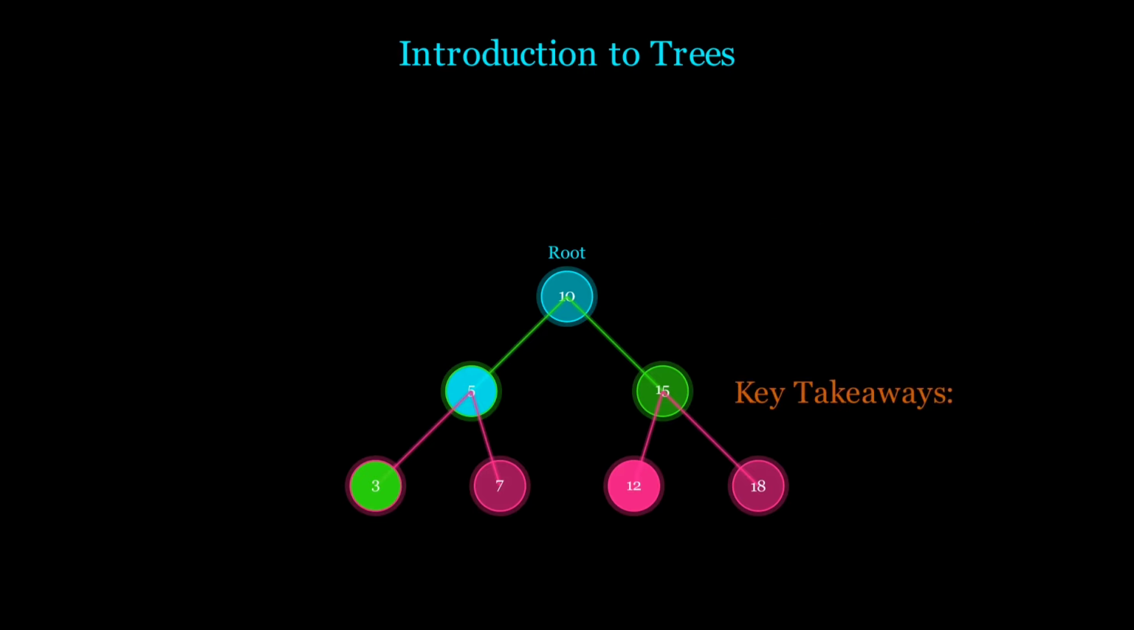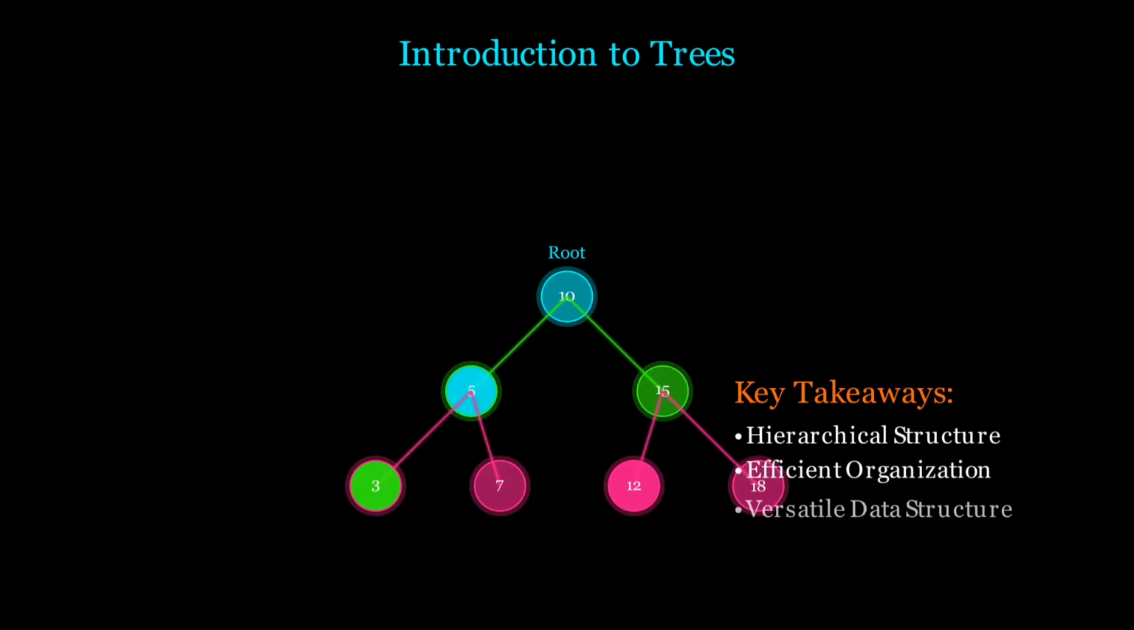So the general idea about trees is the hierarchical structure. Trees organize data in different levels. They have efficient organization. They provide fast access and retrieval. They are a versatile data structure, used in countless applications. And they are used as the foundation for advanced tree-like structures such as binary trees, AVL trees and more.